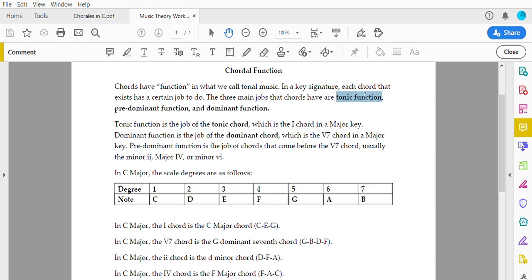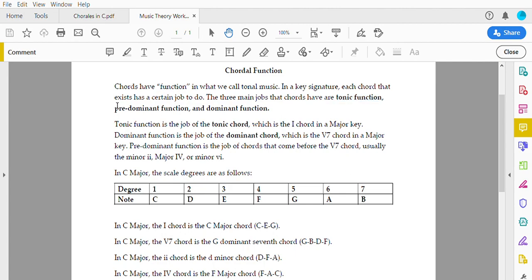The first job is tonic function. That is going to be our tonic chord. What tonic function does is it establishes our key, and it's the chord that's going to sound most like home. It's going to be where we start. It's going to be where we want to get to at the end. It serves as our home base.